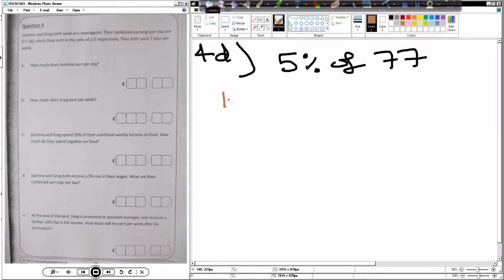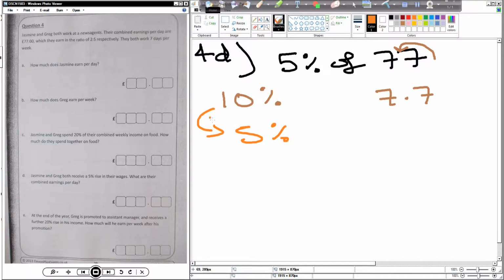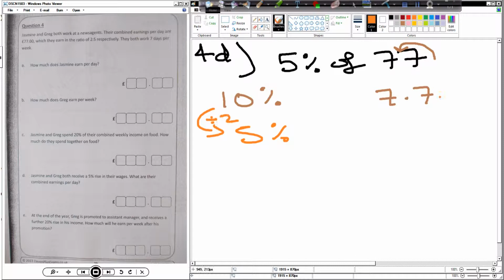So to work out 5% of 77, I'm going to start with 10%, because 10% is nice and easy. We divide the 77 by 10, they get an answer of 7.7. Once I know what 10% is, I can quite easily go to 5% because 5% is half of 10%. So we divide it by 2. So 7.7 divided by 2.